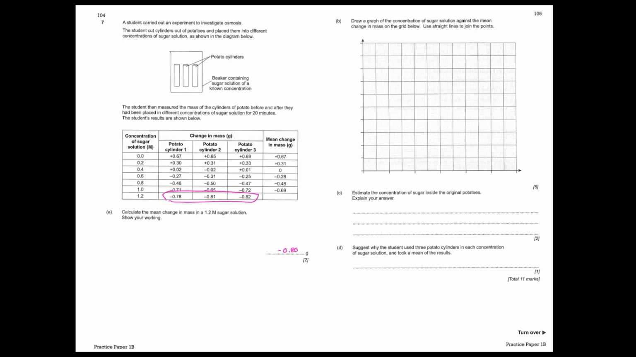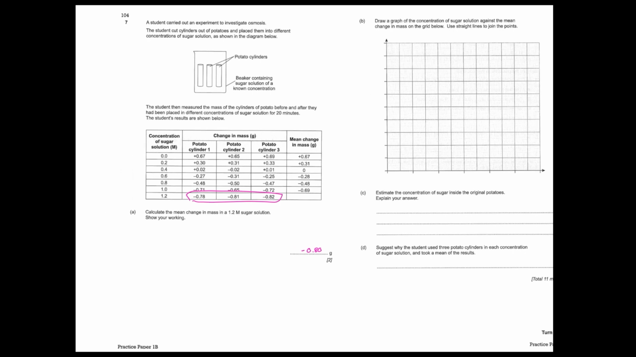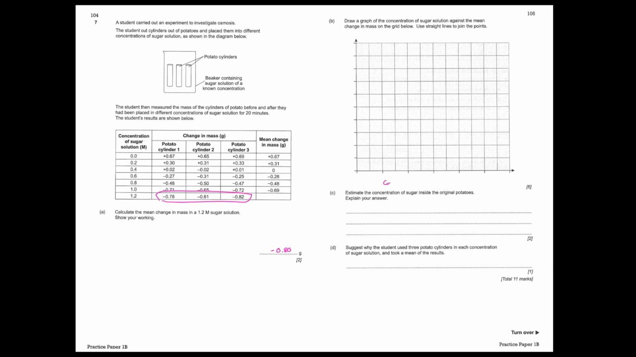Okay. So we want our independent variable along the x-axis and our dependent variable along the y. So independent variable is our concentration of sugar solution, and our unit is molar. And then the mean change in mass up the side. Okay, so we set our axes up like this. That's going to encompass all of our data. Now we've just got to plot those points on there straight off the table on the left-hand side.